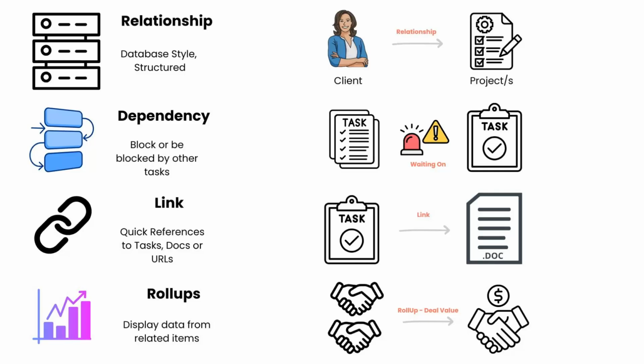Use rollups to summarize information from all those related items. Rollups can only be used with the relationship fields. When you use each of these intentionally, ClickUp stops feeling messy and starts working like a real system of record.